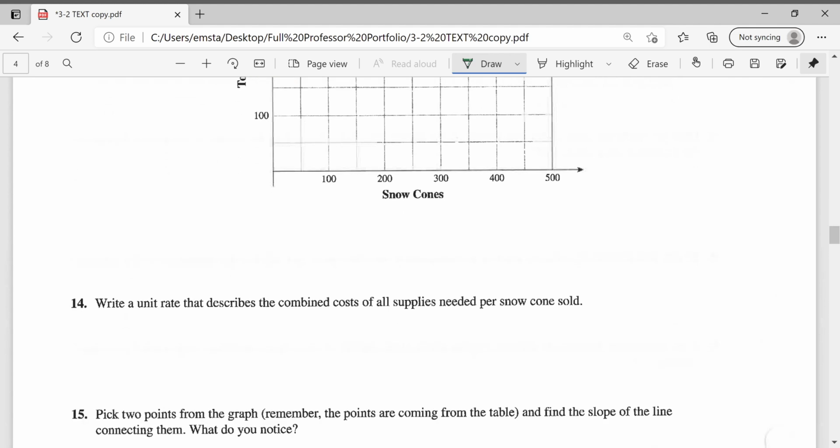Number 14 wants to ask us the unit rate that describes the combined cost of all the supplies per snow cone sold. So let's look back at our table. I know the combined cost for 100 was $12. So if I take $12 divided by 100 snow cones, that's going to tell me how much it costs per snow cone. So go ahead and divide that out in your calculator. You should find out that it costs 12 cents per snow cone.